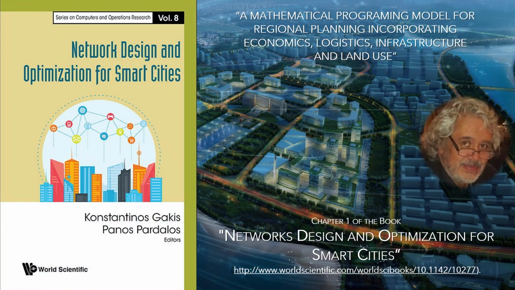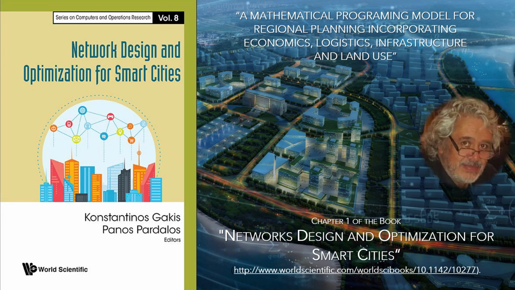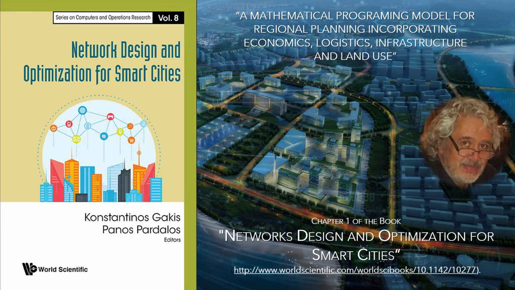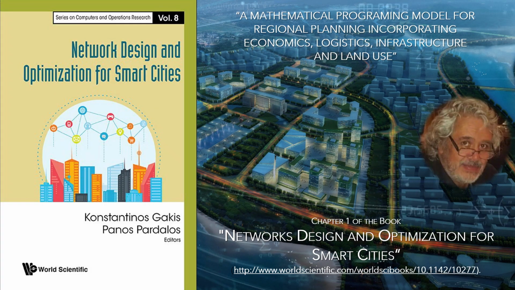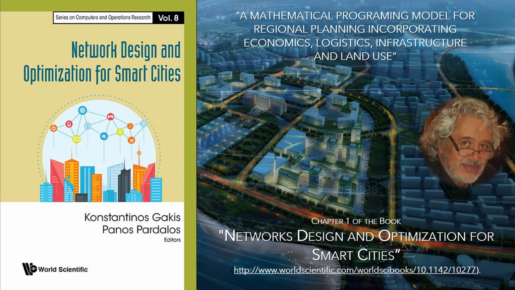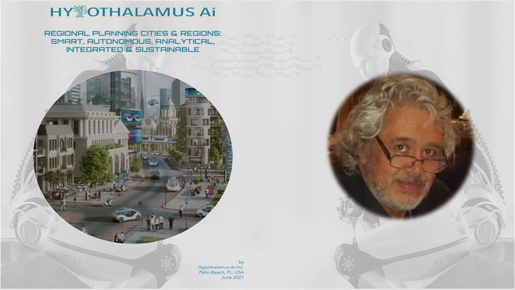The core model of regional planning is presented in the book Designing and Optimizing Networks for Smart Cities and corresponds to Chapter 1. A mathematical programming model for regional planning that incorporates economics, logistics, infrastructure, and land use. The book Regional Planning, Cities and Regions, Smart, Autonomous, Analytical, Integrated and Sustainable, is the course guide.